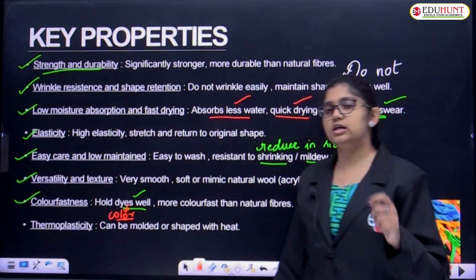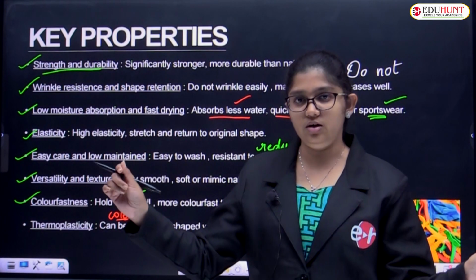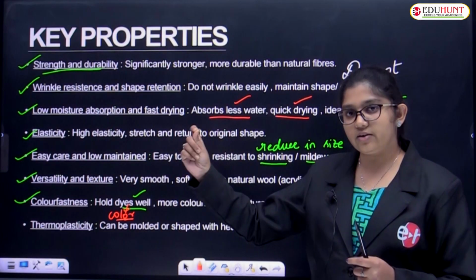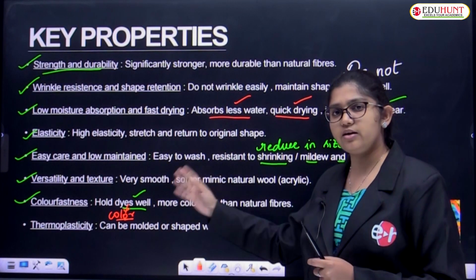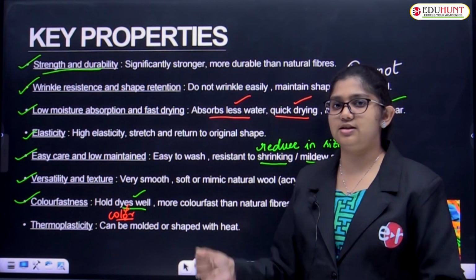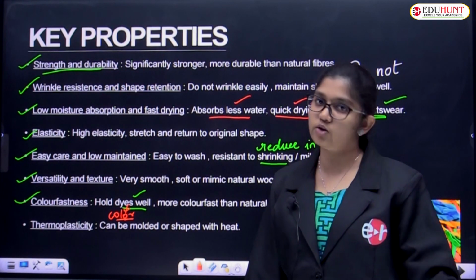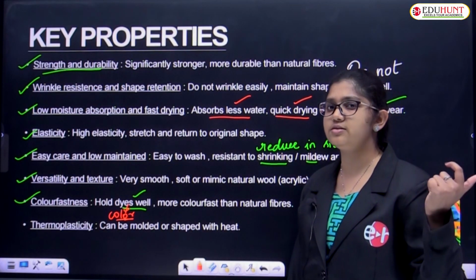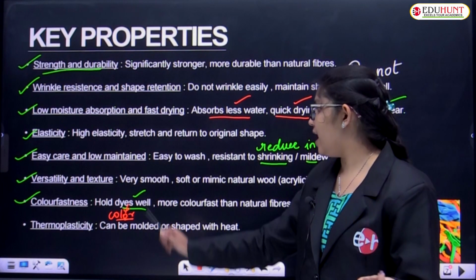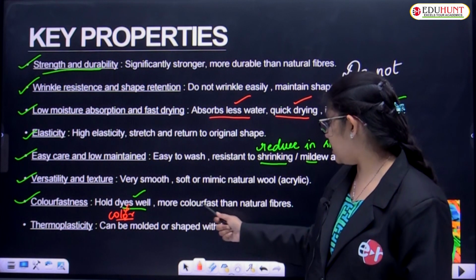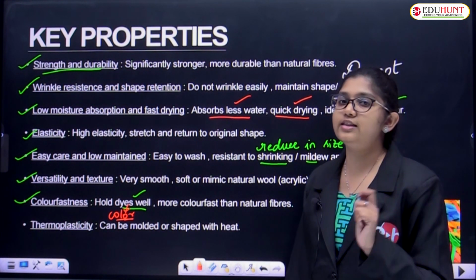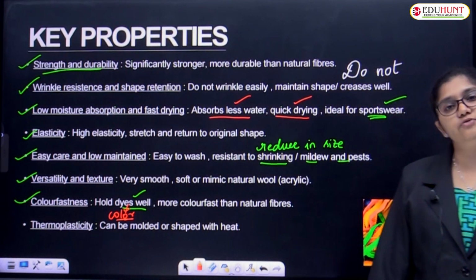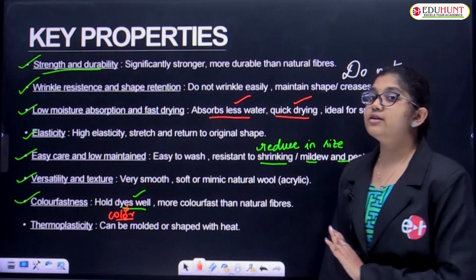If you take a white color synthetic fiber and you want to colorize it, what will you do? You'll dip it in the coloring, okay? And you'll just dry it for a while, and you'll get that synthetic fiber in the particular color you wished for. This is all about color fastness. It will hold the color very fast, and it's more color fast than natural fibers.